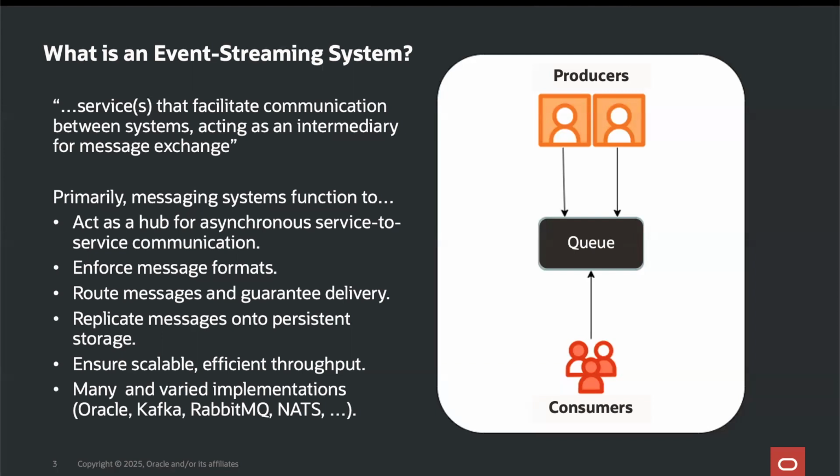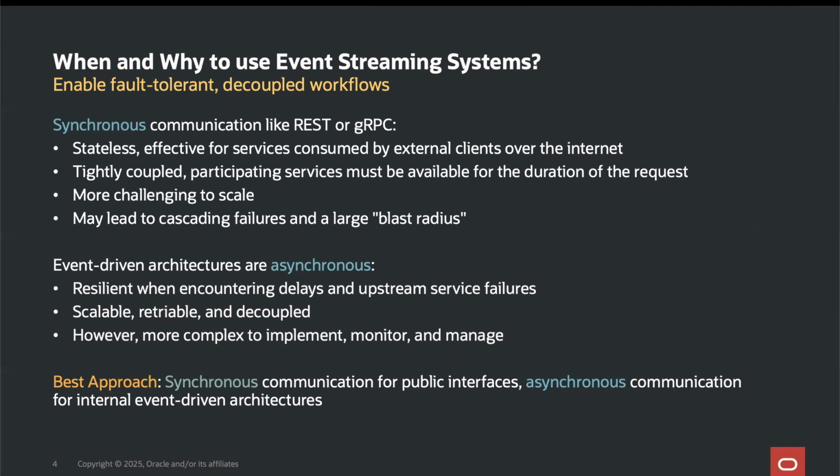Within the system, messages are replicated onto persistent storage, ensuring availability in failover scenarios. By definition, event streaming systems should be highly scalable with efficient throughput of up to 1 million messages per second or more with varying payload sizes. There are many different implementations of event streaming systems on the market today, with Oracle Transactional Event Queues being one of them. When and why would you want to use an event streaming system?